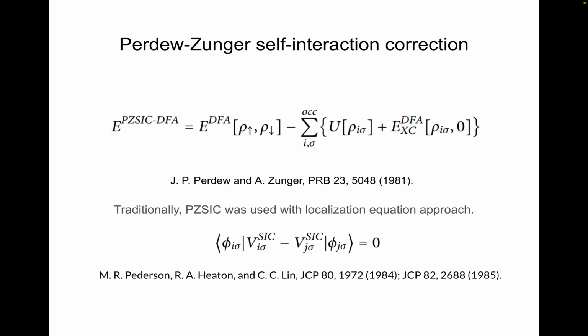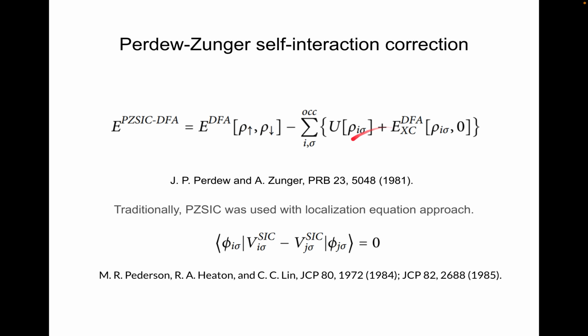And in the 1980s, we get to the Perdew-Zunger self-interaction correction method. To date, this is one of the most popular SIC methods used in the community. In the Perdew-Zunger SIC method, for each occupied orbital, you subtract the self-Hartree and self-exchange-correlation energy from the DFA energy. What is new here compared to the Lindgren method is that the Perdew-Zunger approach also includes the self-correlation.